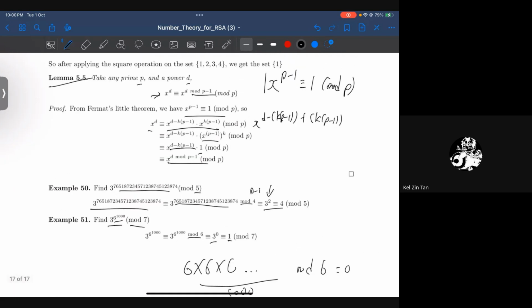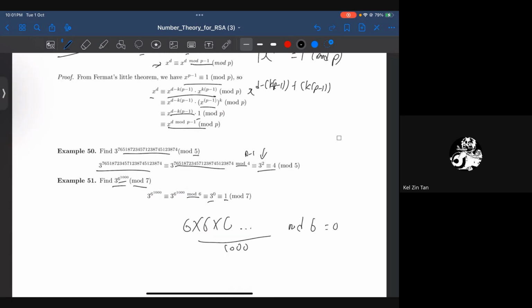So 3 to the power of 6 to the power of 1000 modulo 7 is 1. Okay, so you might see, if you go for mathematics competitions in high school or middle school, sometimes they will ask this kind of question, and you just use all these formulas. It seems very hard, but it really isn't. It's just applying the formulas, applying the theorems.